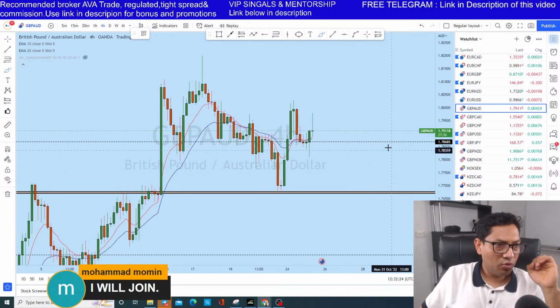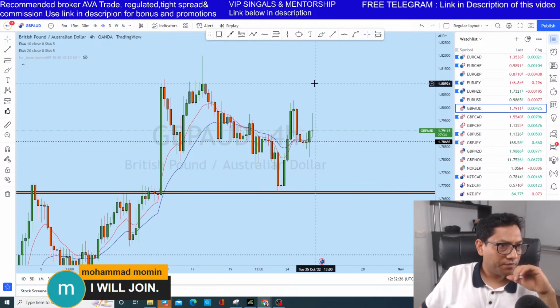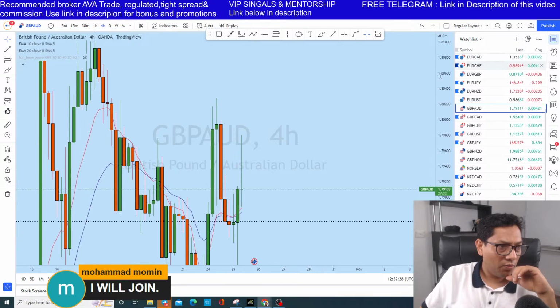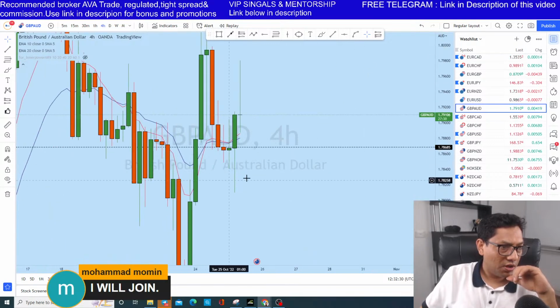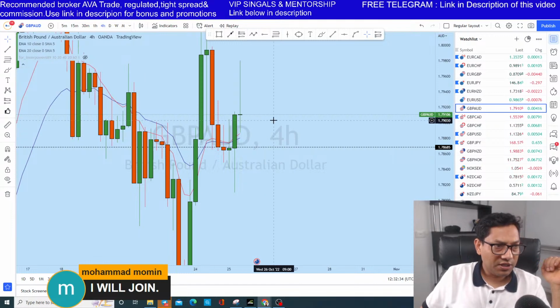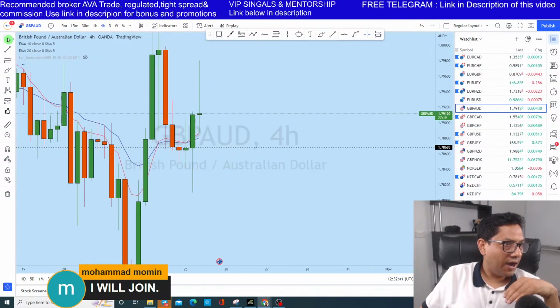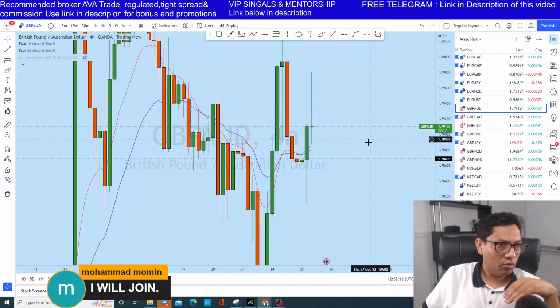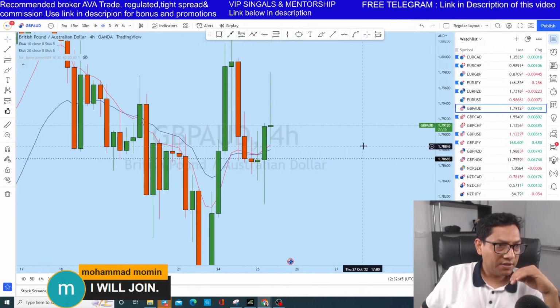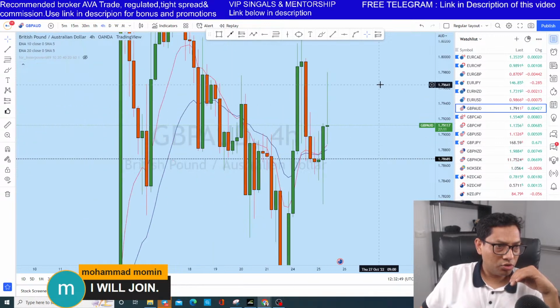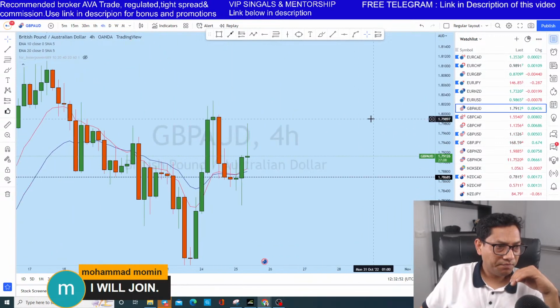Now GBP AUD also the same way. You can see this doji is being formed after the previous session's bullish engulfer. This session, the price so far, when it has started in the closing and opening zone, what I think is that GBP AUD might break this low and then will continue to go up. Let's see what happens.